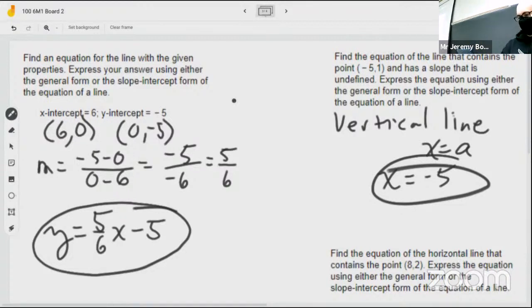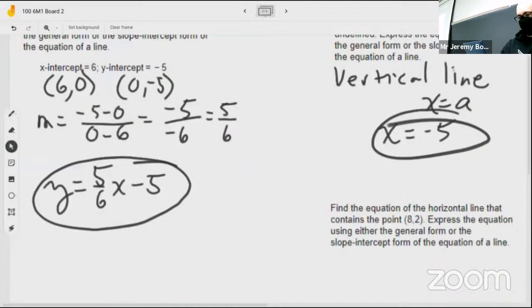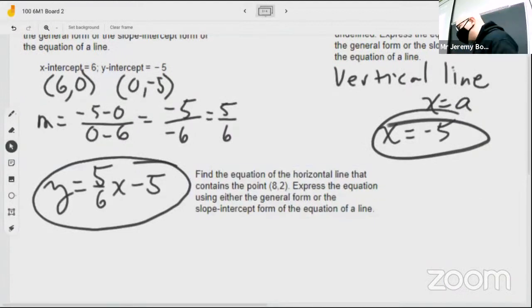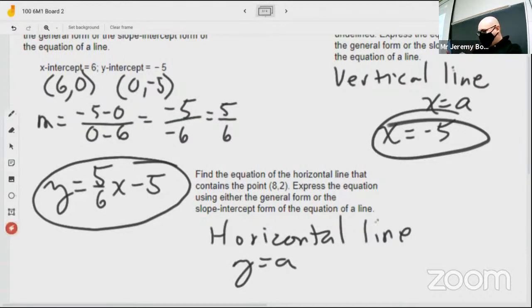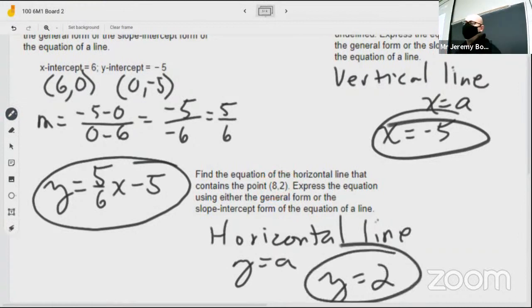And this third one, oh, if I can scroll, there we go. We want to find the equation of the horizontal line. So if we got a horizontal line, we just kind of figure it out. If the vertical line is x equal to a, horizontal line is whoa. Marker got away from me there. It's going to be y is equal to a. What's the y value there? 2. And so we're going to have y is equal to 2. That's going to be the equation of it. Good. Any questions on that one?